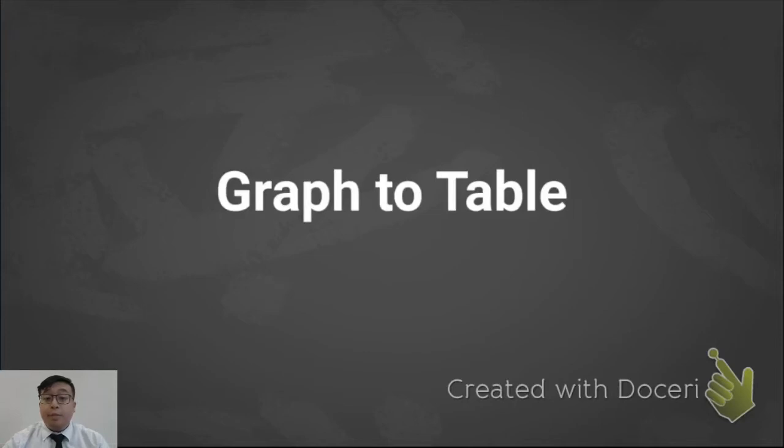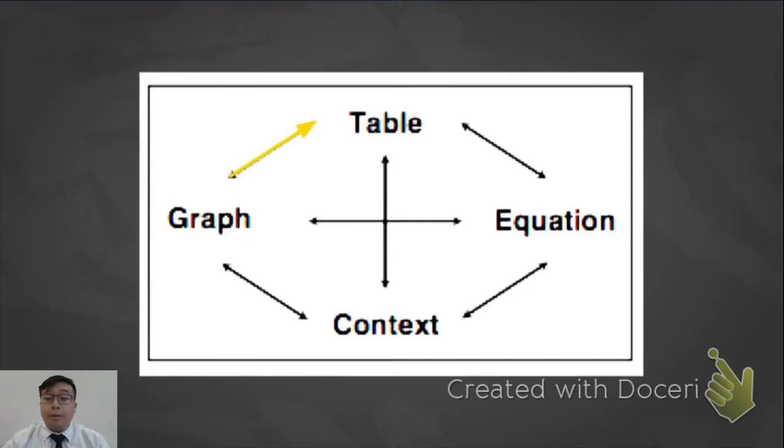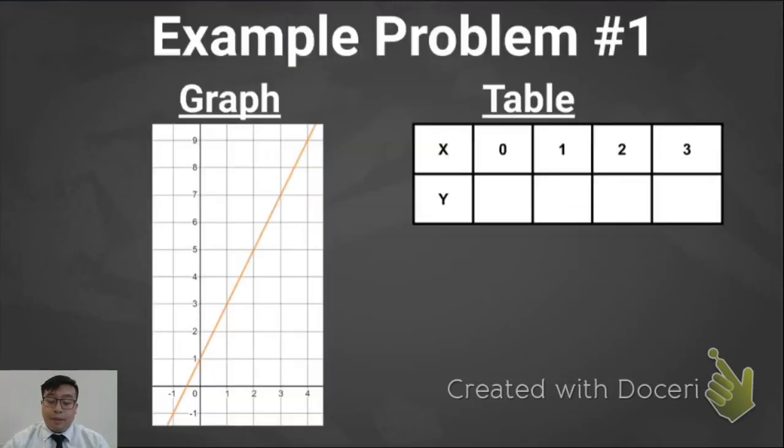In this video, we'll be going from a graph to a table. We have many different ways of representing a linear pattern. We have the equation form, the table form, the graph form, and the context form. But in this video, we'll be going from the graph to the table. So here we have our first example problem, and I want to go from this graph to writing a table.